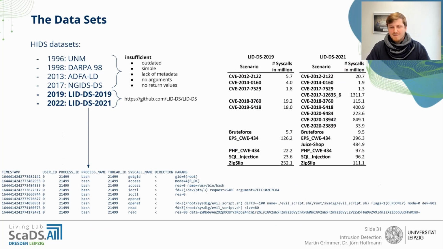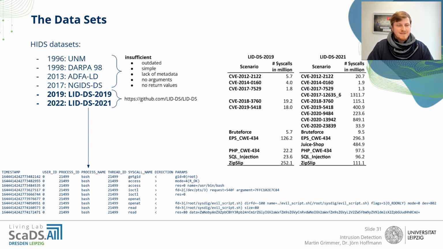I mentioned the data set earlier. The problem was, in the last years there wasn't really a good data set for this kind of research, because there were some data sets available here, but they are either outdated, as you can see from the dates. They were too simple, haven't got any metadata, no arguments of system calls or return values, and so on. Therefore, we published our own data sets in 2019 and this year.